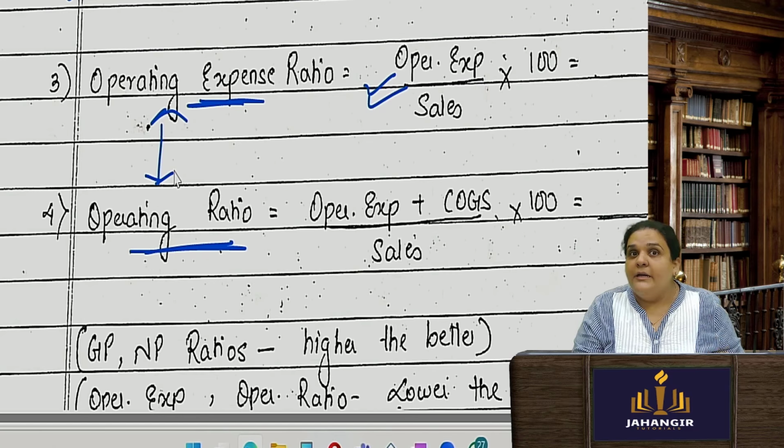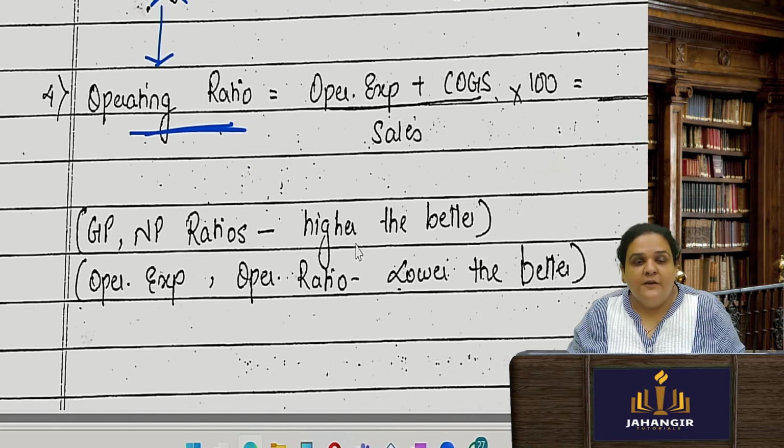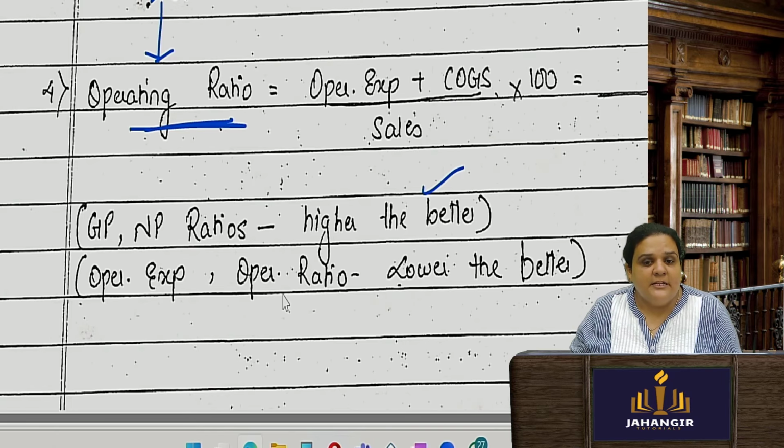Okay, and operating ratio is your operating expenses plus your cost of goods sold, divided by sales, into 100. So gross profit and net profit, because they talk about profits, obviously higher, the better. Expenses ratio, lower the better.